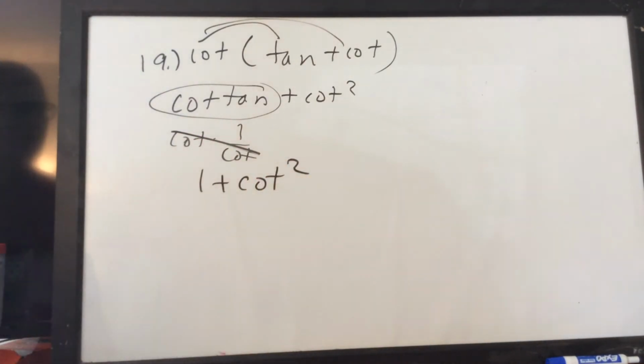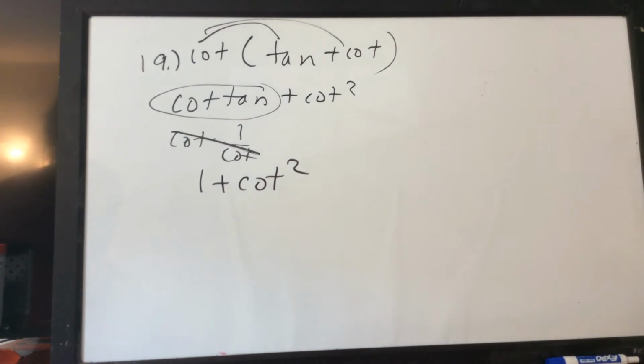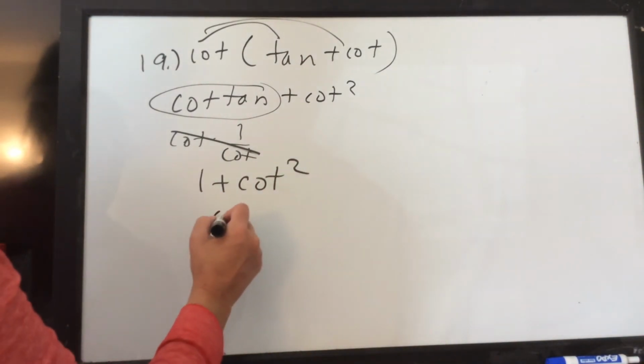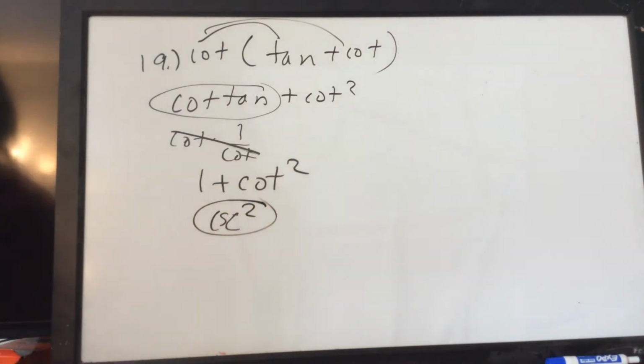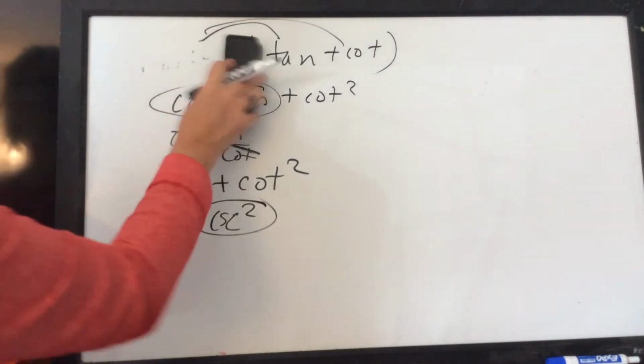So then you look at your Pythagorean identities. 1 plus cotangent squared is cosecant squared. So that was 19. All right.